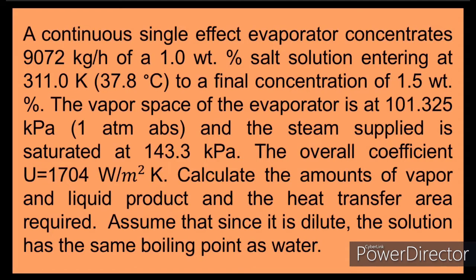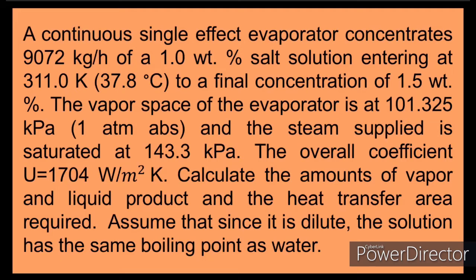This problem states that a continuous single-effect evaporator concentrates 9,072 kg per hour of a 1.08% salt solution, entering at 311 Kelvin, to a final concentration of 1.58%. The vapor space of the evaporator is at 101.325 kPa, and the steam supplied is saturated at 143.3 kPa. The overall coefficient is equal to 1,704 watts per meter square Kelvin. Calculate the amounts of vapor and liquid product and the heat transfer area required.